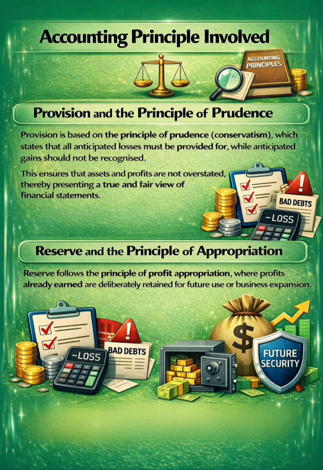Accounting principle involved. Provision and the principle of prudence. Provision is based on the principle of prudence, or conservatism, which states that all anticipated losses must be provided for, while anticipated gains should not be recognized. This ensures that assets and profits are not overstated, thereby presenting a true and fair view of financial statements. Reserve and the principle of appropriation. Reserve follows the principle of profit appropriation, where profits already earned are deliberately retained for future use or business expansion.